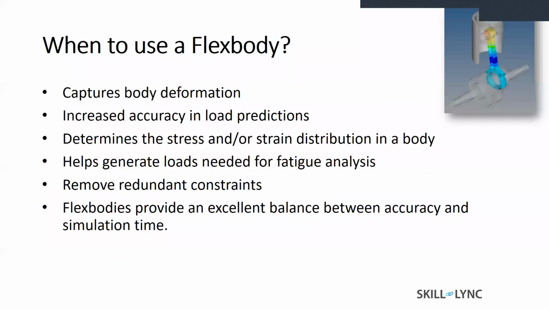The first and foremost use of a flexible body is that it can capture large deformations, and it increases the accuracy of the load predictions. It helps in determining the stress and strain distribution in the body, and it also helps in removing the redundant constraints. Okay, I mentioned the word redundant constraints, so I want someone from the audience to tell me if you have any idea what redundant constraints are.